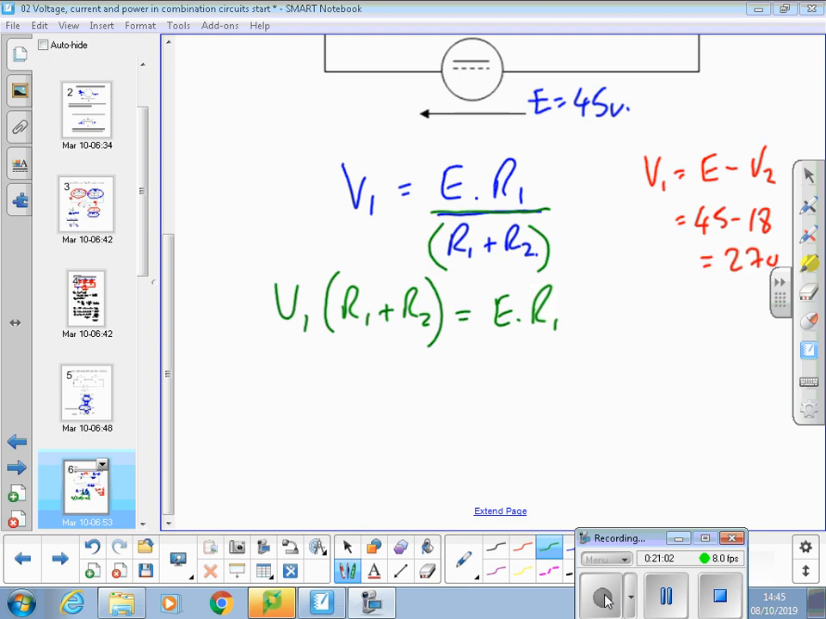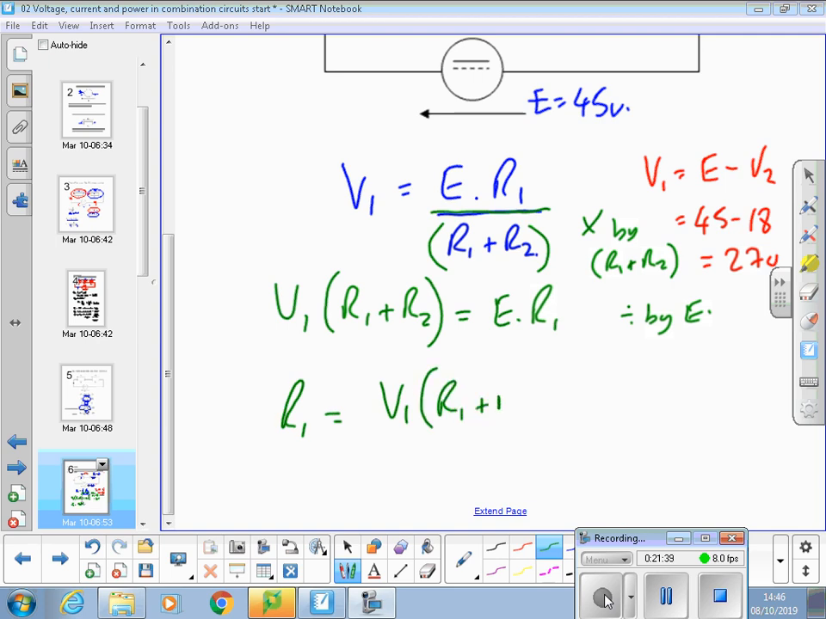Now what? And that was? Remember, we want R1 on its own. Yeah, divide. And that's not divide by R1, R2, that's multiply by R1. Divide by E, we get R1 is equal to V1 times R1 plus R2 over E.